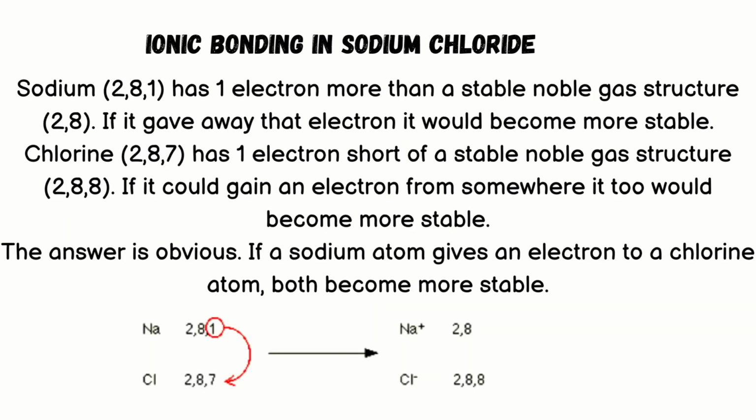Ionic bonding in sodium chloride. Sodium, 2,8,1, has 1 electron more than a stable noble gas structure, 2,8. If it gives away that electron, it would become more stable. Chlorine, 2,8,7, is 1 electron short of a stable noble gas structure, 2,8,8. If it could gain an electron from somewhere, it too would become more stable. The answer is obvious. If a sodium atom gives an electron to a chlorine atom, both become more stable.